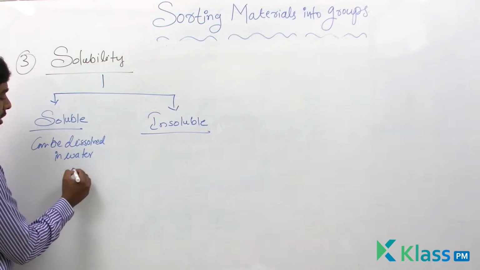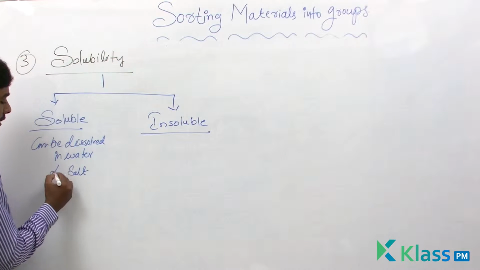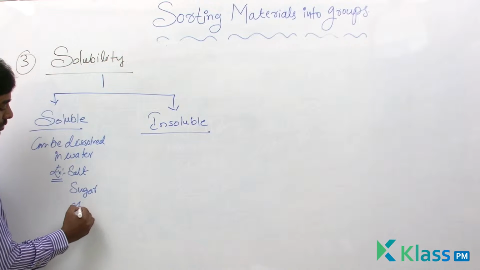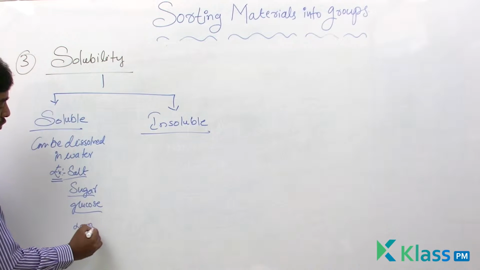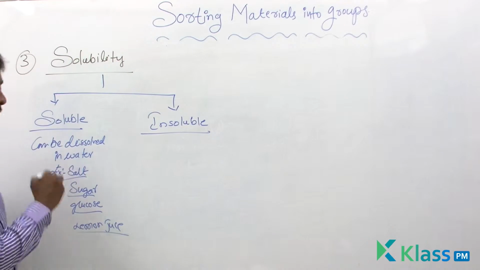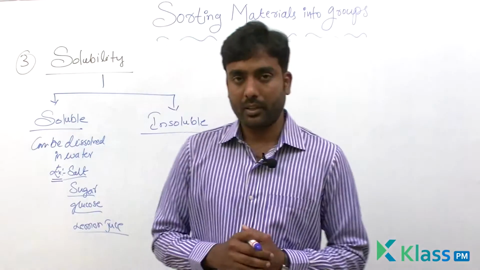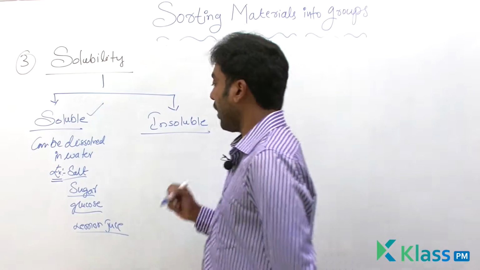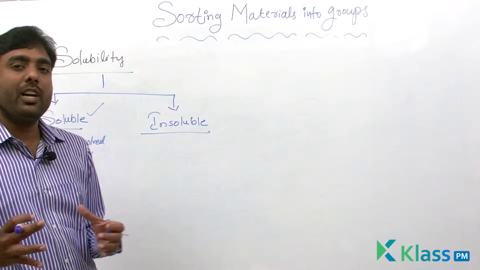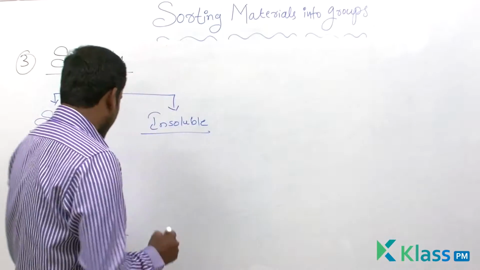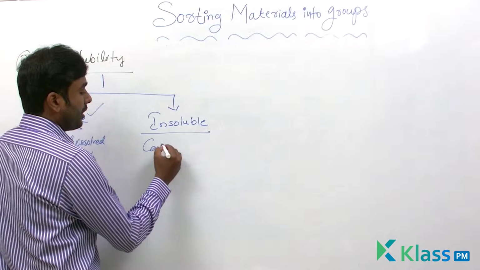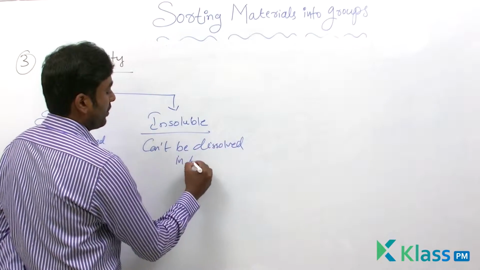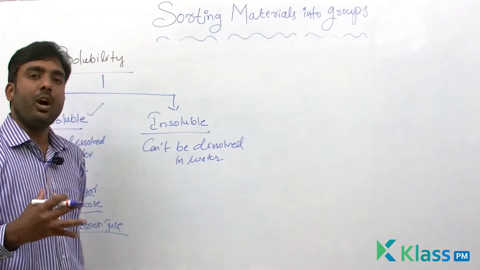For example, you can take salt, which is soluble in water, and sugar, glucose, lemon juice. These are all materials which are soluble in water. That's why these are soluble materials. Insoluble materials are the materials which cannot be dissolved in water.